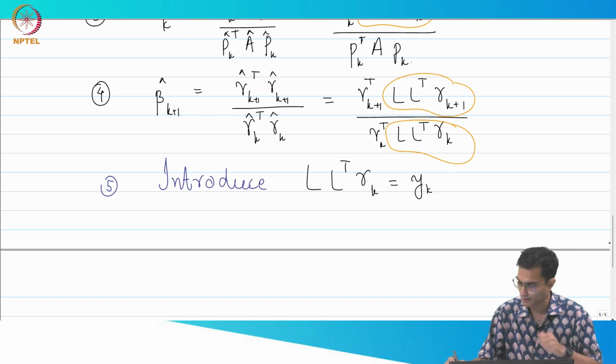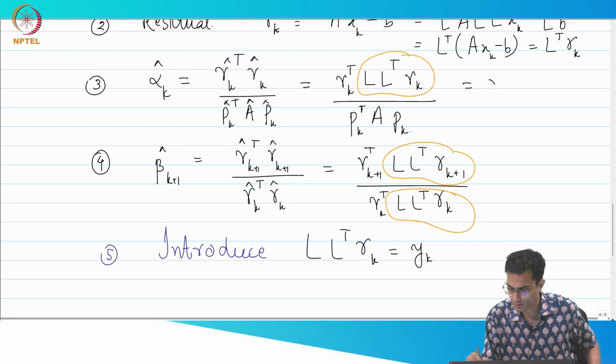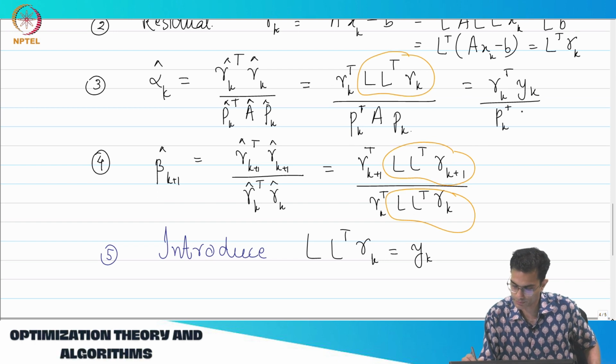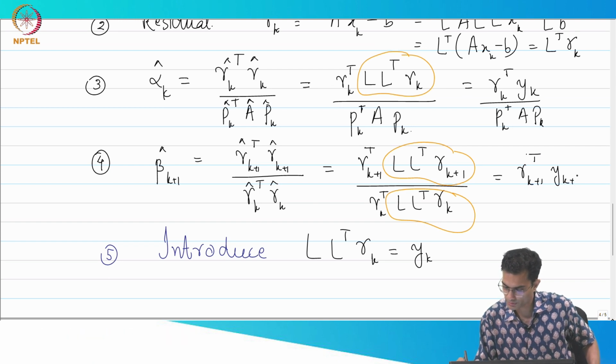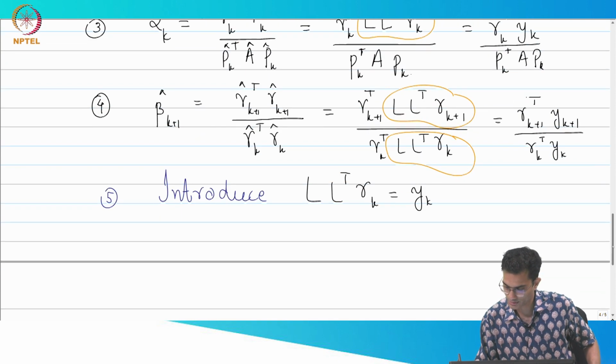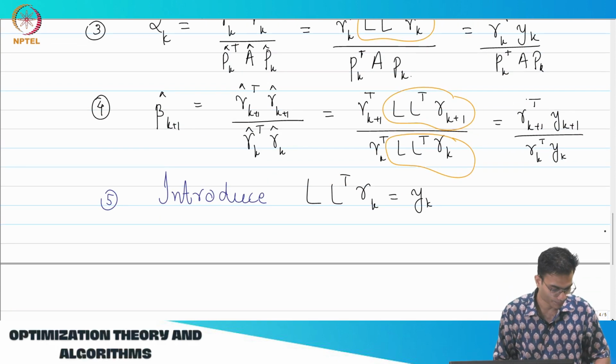So having done that, what happened to my alpha? This became RK transpose YK by PK transpose APK, and this became RK plus 1 transpose YK plus 1 over RK transpose YK. So at least there is a simple looking form that is coming up.